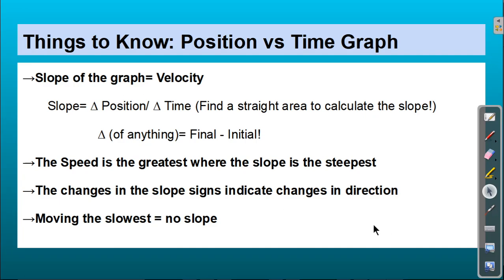Where is the steepest? The changes in the slope signs indicate the changes in direction. So every time that it goes up and down, it's changing direction. Count how many times that happens, and you'll know how many times it's changed direction. And we'll see this in a minute in our example. Moving the slowest means no slope. If you don't have a slope, you don't have movement, you don't have velocity. So we'll see that.